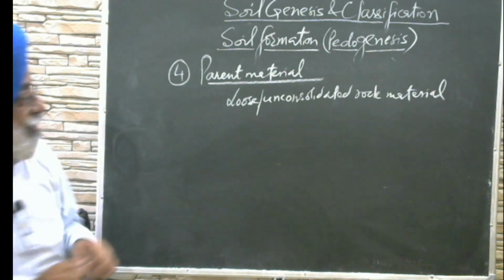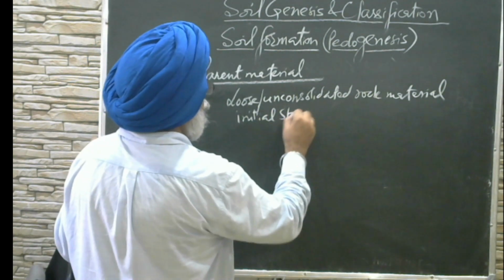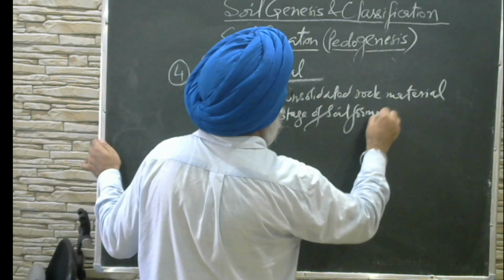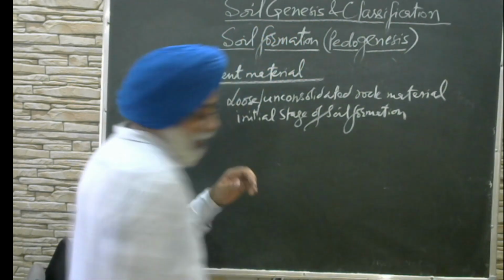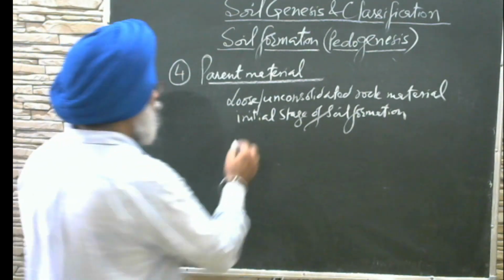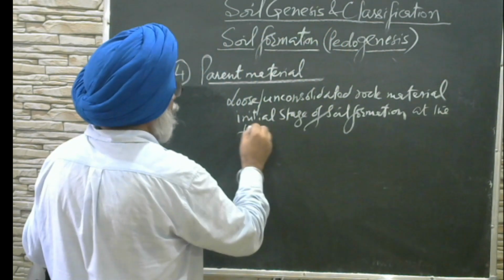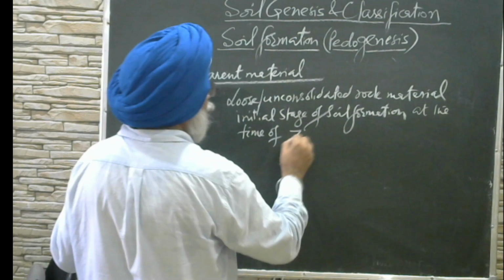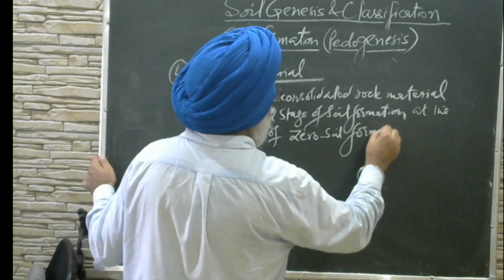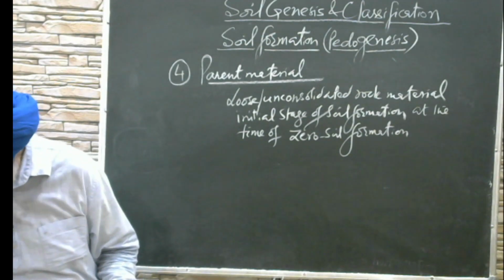It is the initial stage of soil formation, at the time of zero soil formation. So when there is no soil formation, we call it parent material simply. This is how we define it.